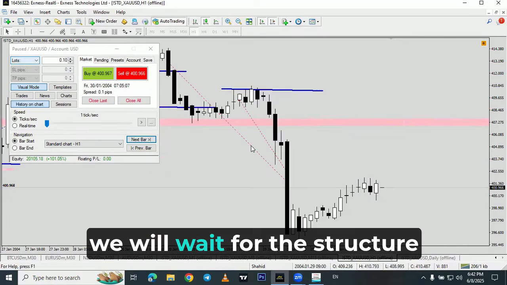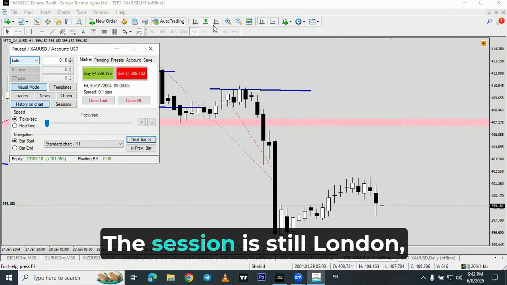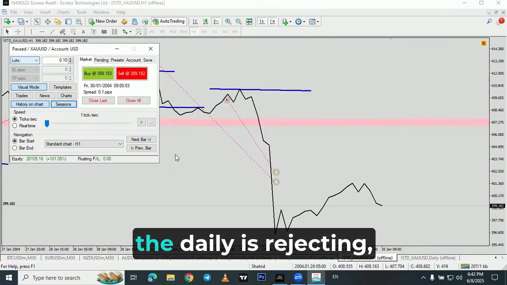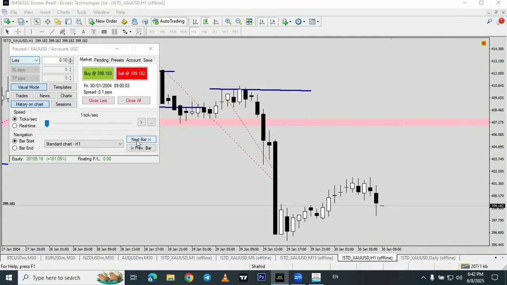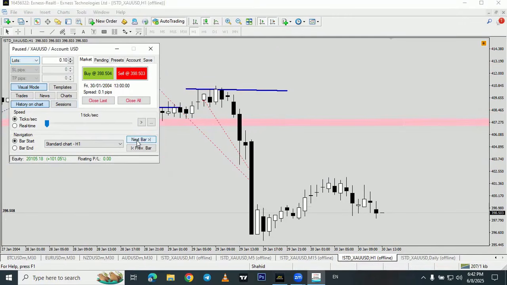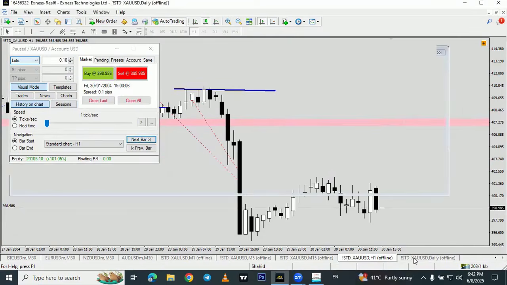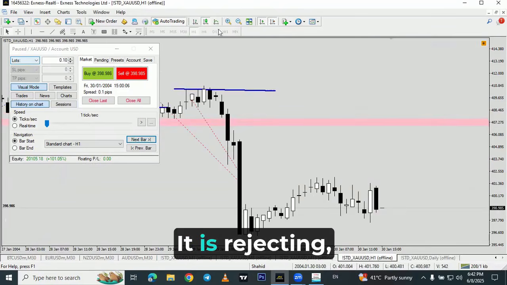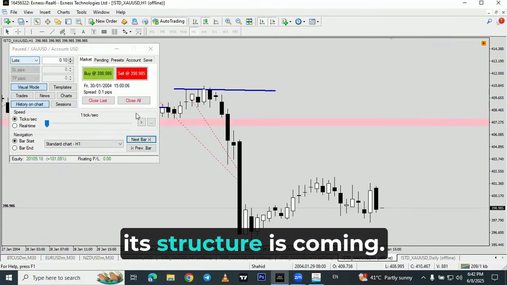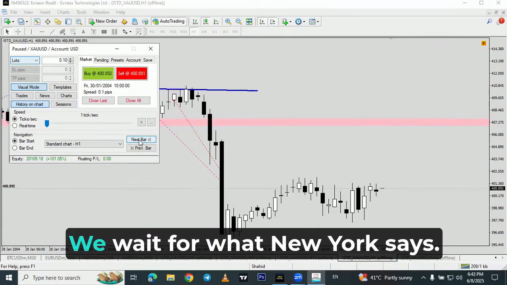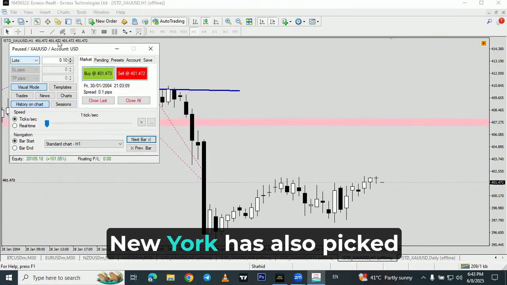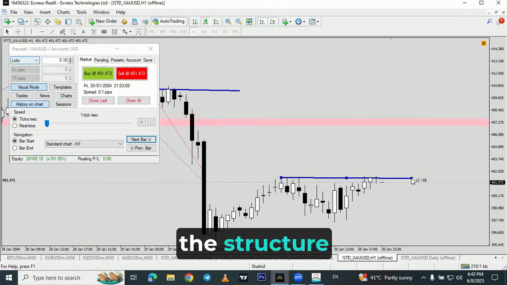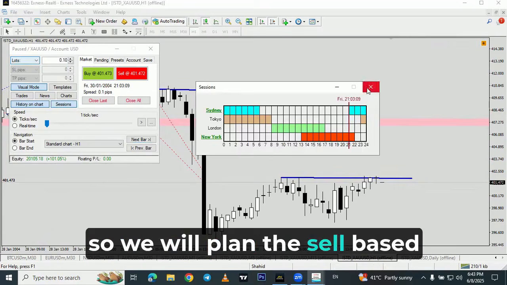On H1, we will wait for the structure to change. We wait. The session is still London. So we wait a bit for New York. We wait. And then if we see where the daily is rejecting, it goes near this zone. It is rejecting, which if you see here, its structure is coming. We are still waiting for New York. We wait for what New York says. Look here, New York has also picked its previous sessions, Asian and London here. All right, now the structure will change. So we will plan the sell based on this.